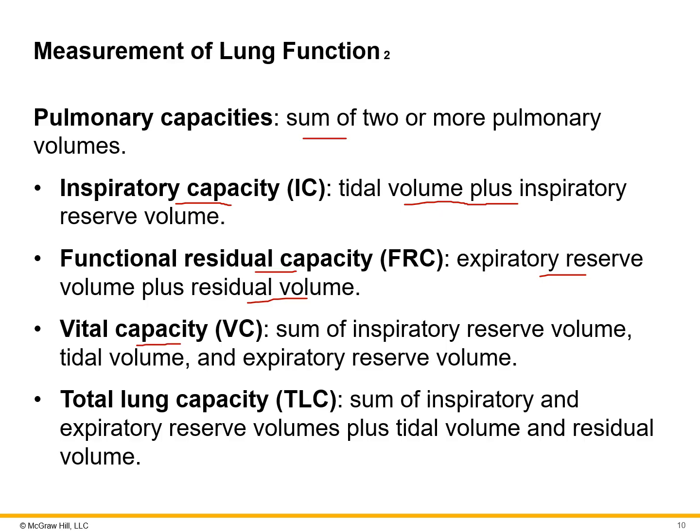Then our vital capacity is the sum of the inspiratory reserve, the normal, which is our tidal volume, and the expiratory reserve. So it's the total amount of air that can be inhaled and exhaled, referred to as the vital capacity. And then total lung capacity is summing the inspiratory and expiratory reserves plus the tidal volume plus the residual. So again, total, everything added together.